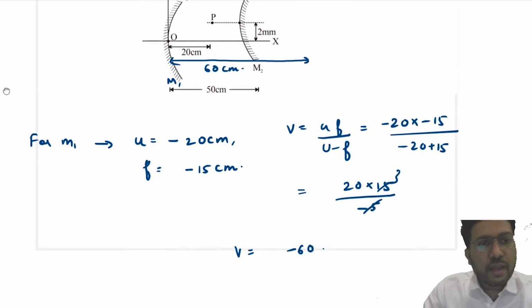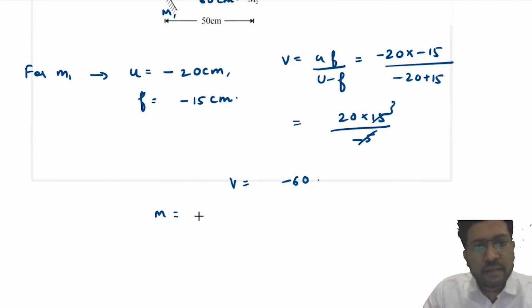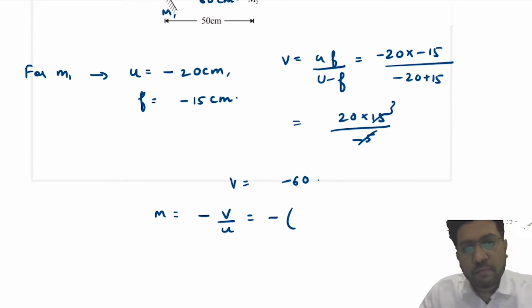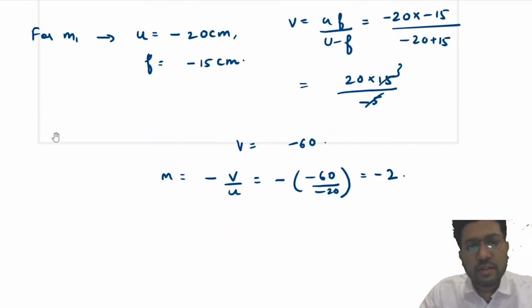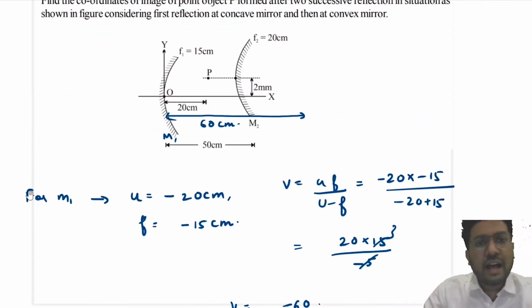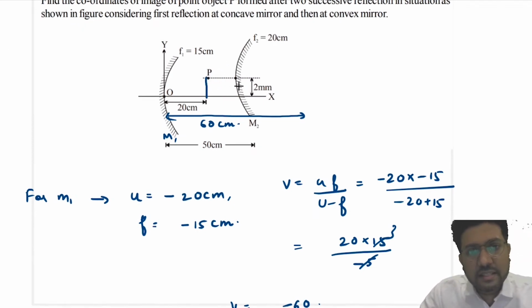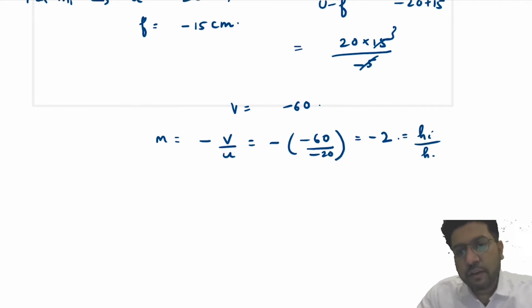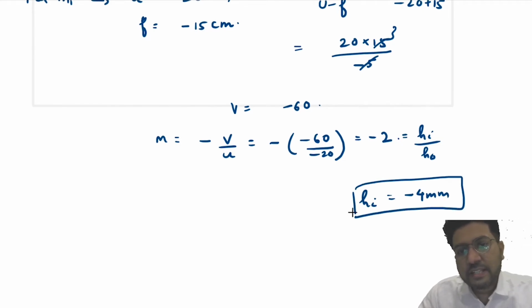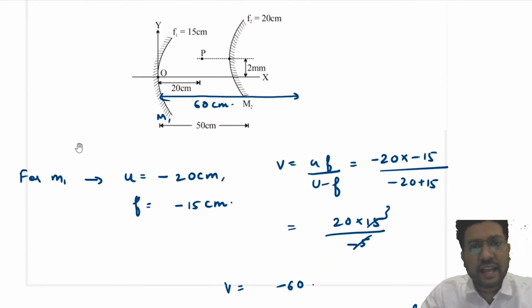See, m is equal to minus v by u, right? That is minus of minus 60 divided by minus 20, and that is equal to minus 2. So the value of m is minus 2, right? So that means if the height of the object from the axis is 2 millimeter, then the height of the image, which is height of image by height of object, will be minus 4 millimeter. That means if the object is above the axis, the image will be below the axis, right?